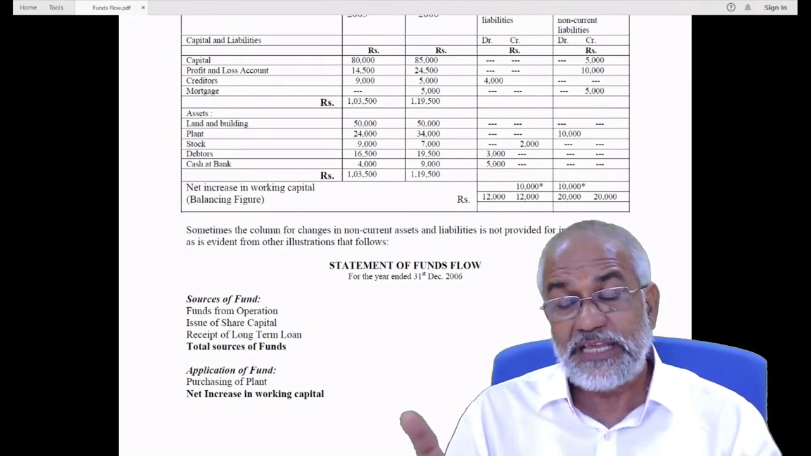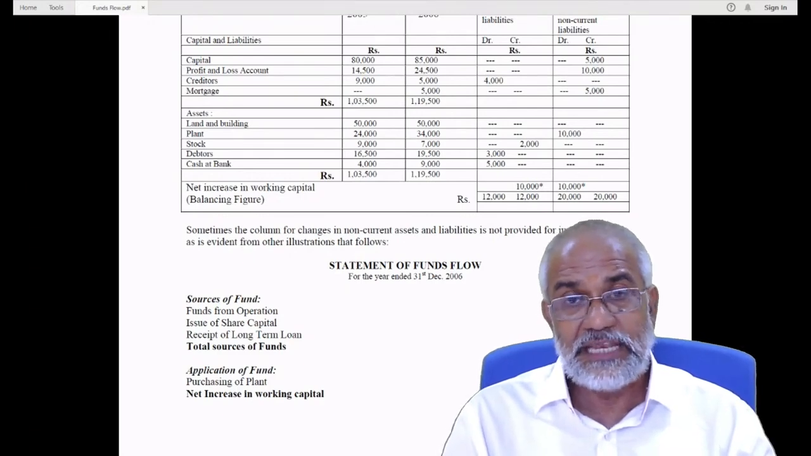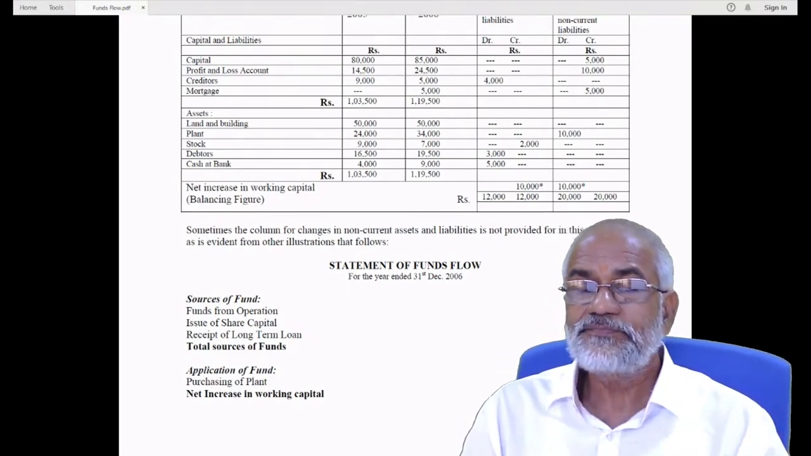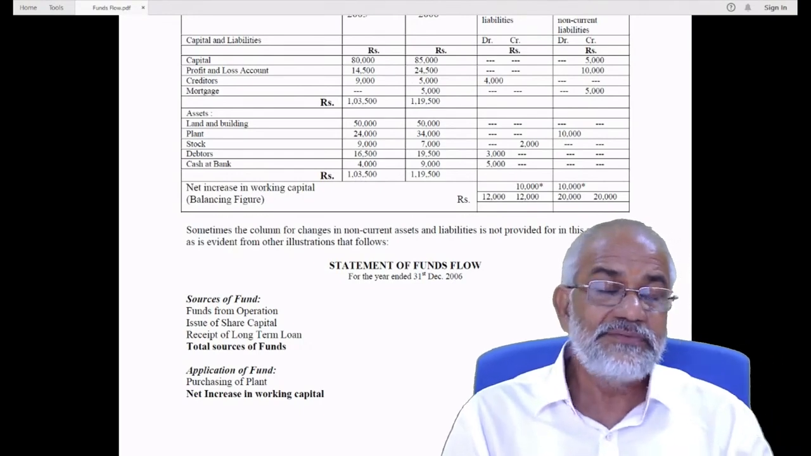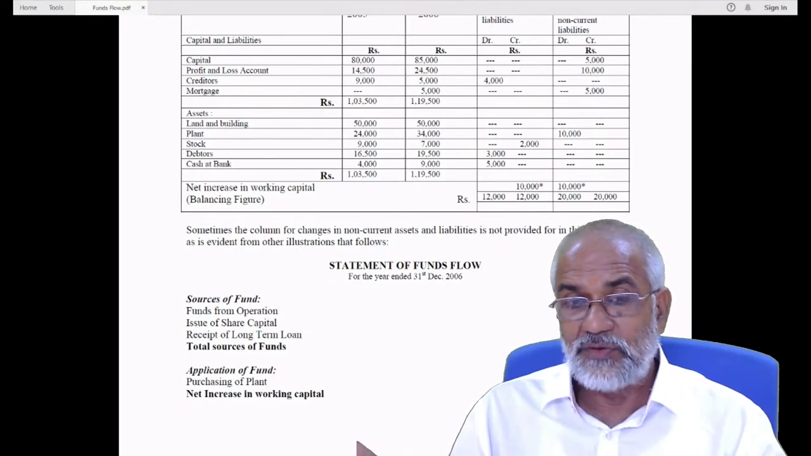Similarly, what are the items to be taken into the credit side of the memorandum PL account? The items like gain on sale of fixed assets, decrease in reserve, they are to be taken in the credit side of the profit and loss memorandum PL account.